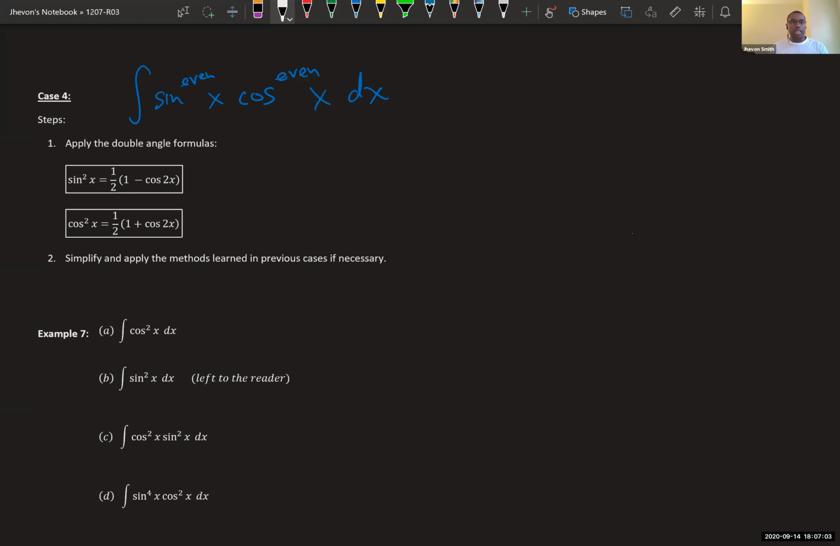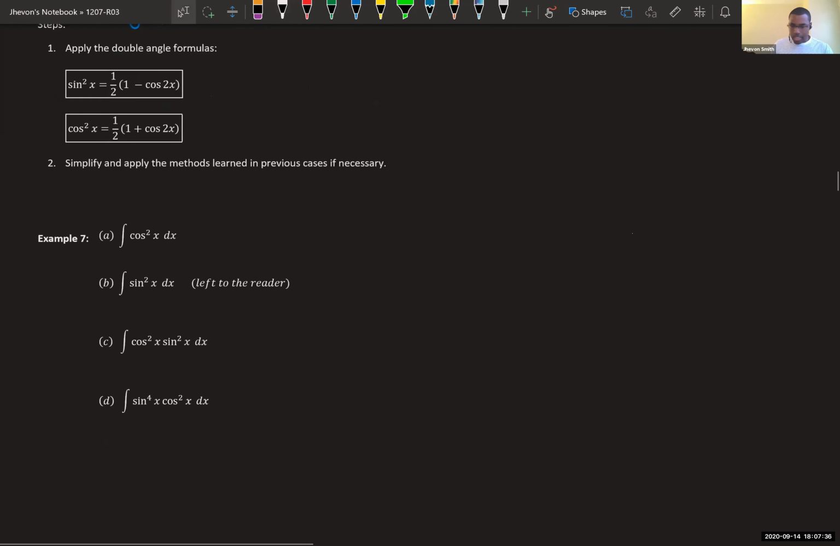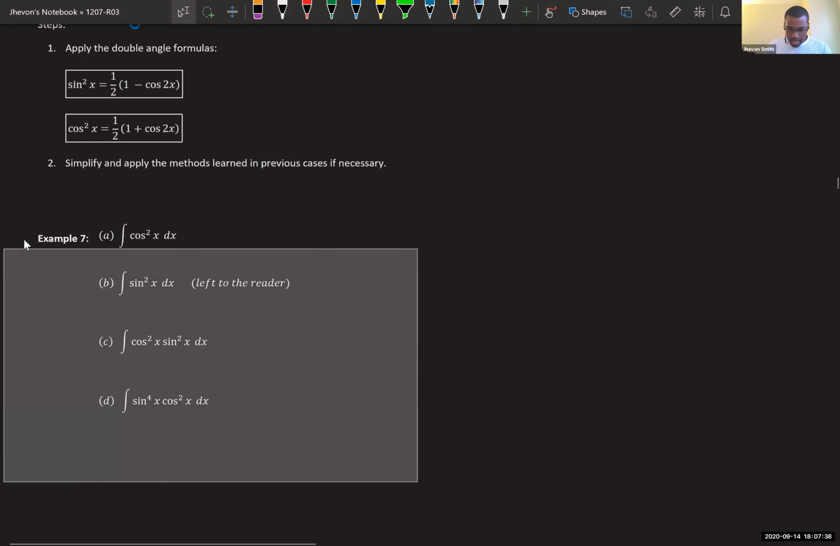So if everyone has an even power, then the double angle formula is what you're going to use. You're going to change that based on these two identities. So the first step is to apply these formulas that I just reminded you of. Make sure you copy those down and you know them. The second step would be, after you apply these formulas and clean up and simplify a little bit, to apply any of the previous methods to finish up. So let's actually see that in action. Let's move these over here.